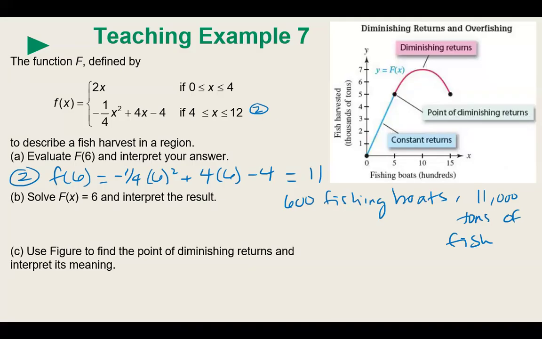All right. Essentially, you're going to take each one of these equations and set it equal to 6. Based on setting each equation to 6, you're going to see which one satisfies the domain. The one that satisfies the domain is your result. The one that doesn't is incorrect.